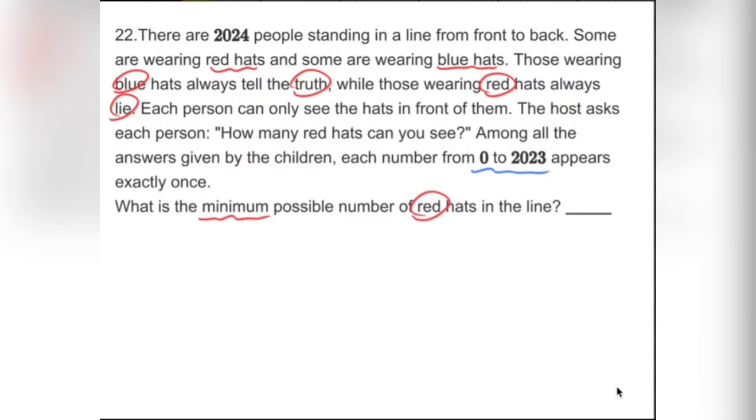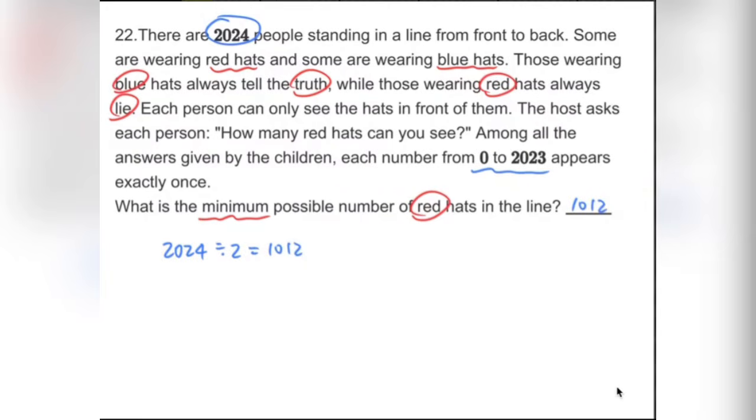So here you can get something like this. Red, blue, something like this, right? Now you see that at least you will see one red, one blue, one red, one blue. So altogether there are 2,024 people. How can you find the half? You just divide it by 2. Divided by 2, then you can get 1,012, and this is the answer.